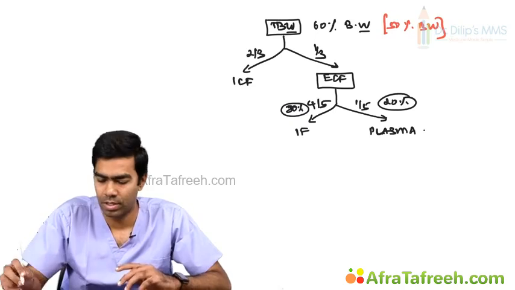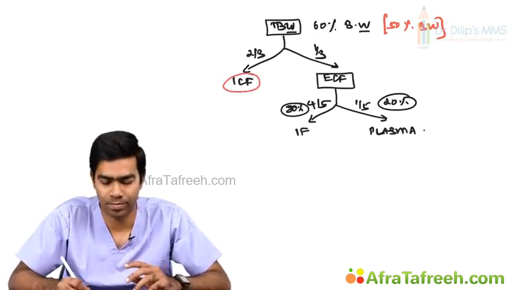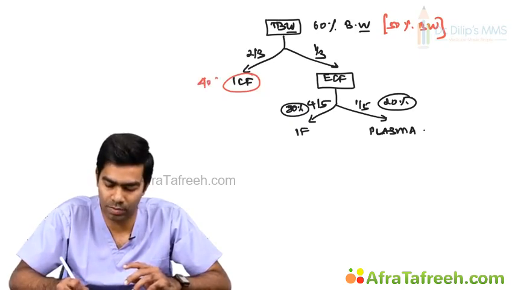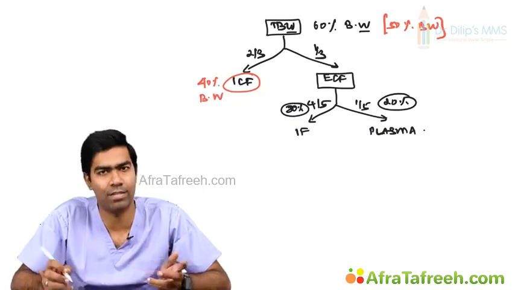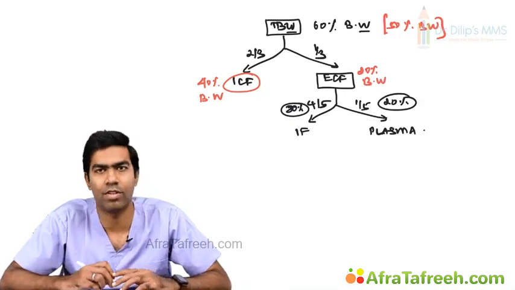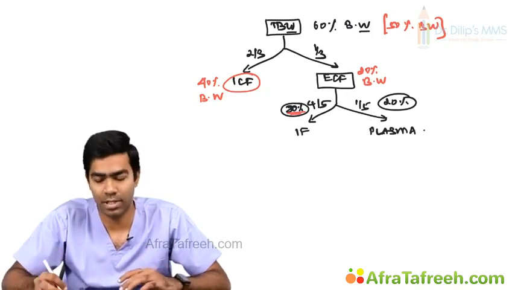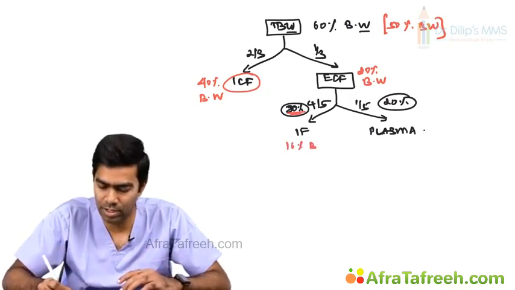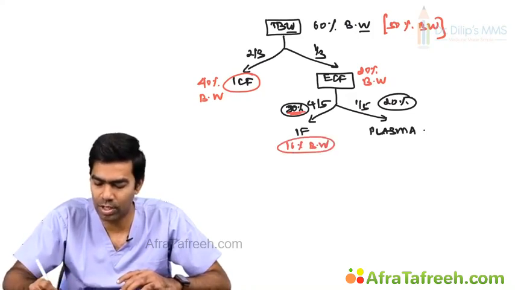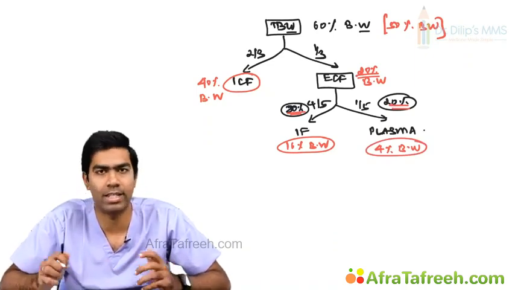Fine. Now, if I want to write in body weight terms, 2/3 of 60% will be almost like 40% of the body weight locked up in the ICF water, and 20% of the body weight is locked up in the ECF water. Similarly, 80% of this 20%, that is 16% of body weight, is locked up in the interstitial fluid water, and 20% of this 20% comes to 4% of the body weight locked in the plasma water. So this is the final say.